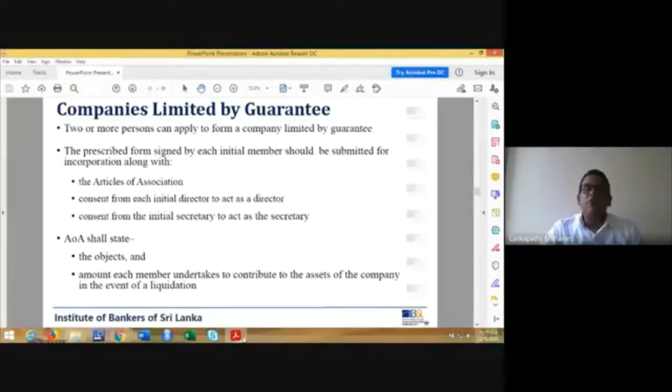We have to give the 3 documents to the registrar of companies: articles of association, consent from the initial director, and consent from the initial secretary to act as a secretary. And in the articles of association, it must be mentioned the objective of the company and the amount each member undertakes to contribute to the assets of the company in the event of liquidation.